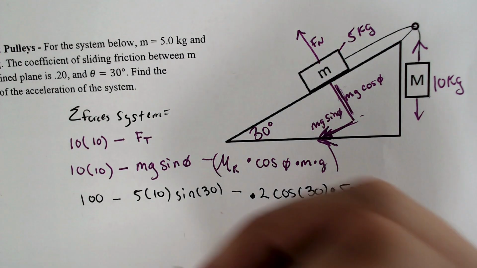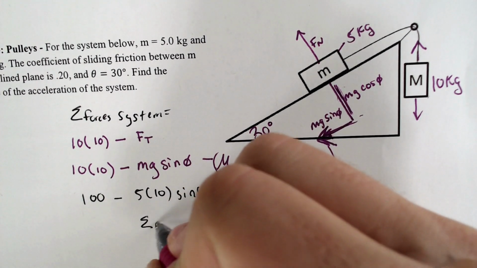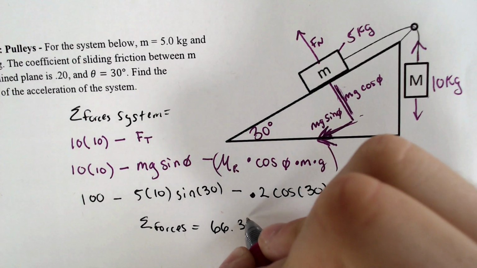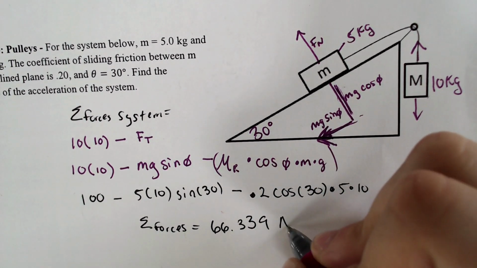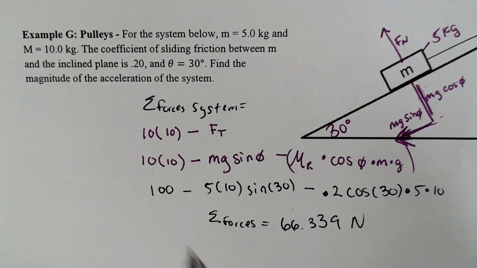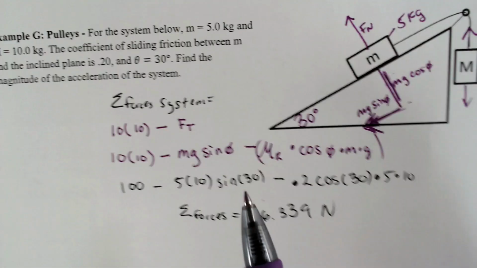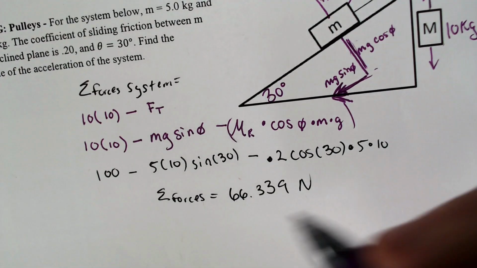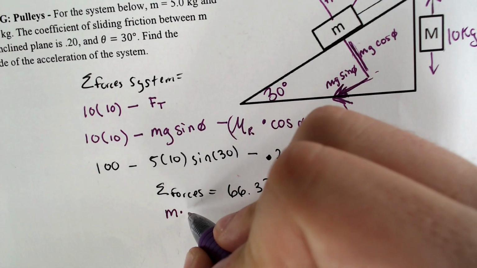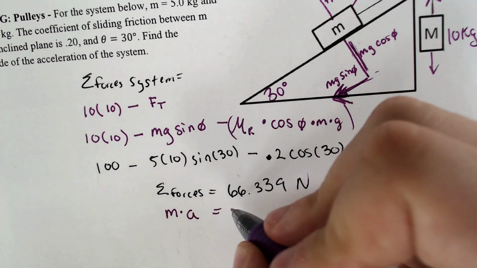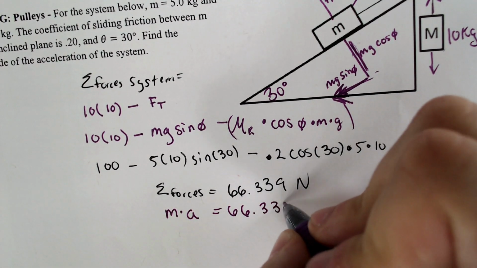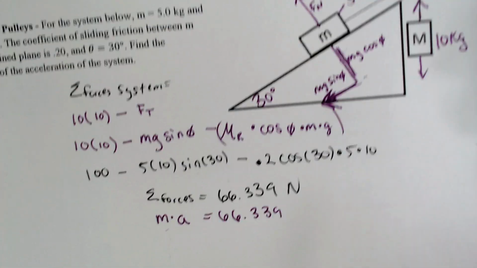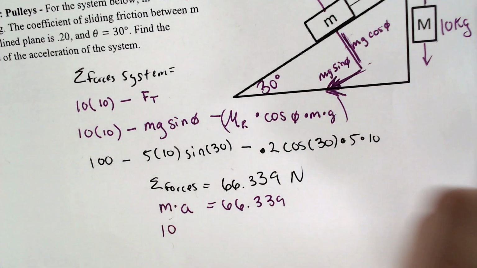All right. So the sum of all forces in the system is equal to 66.339 newtons. That's not the question. The question is find the acceleration of the system. Well, remember, these things are attached, so they are going to be accelerating at the exact same speed. So that means mass times the acceleration of the entire system would equal 66.339. And the mass of the entire system would be both of these blocks combined. The system is everything. That's why it uses the sigma for sum.